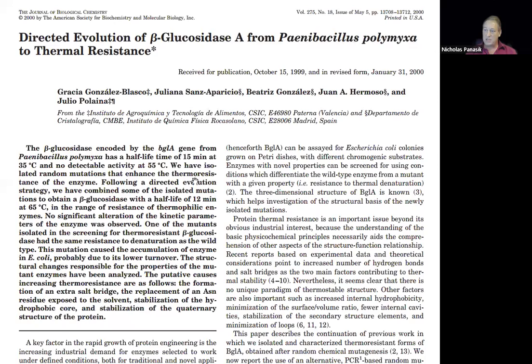I'll use one paper as an example. Let me go ahead and I'll let you see that paper. So this is a paper on the directed evolution of beta-glucosidase from Paenibacillus polymyxa to thermal resistance. So it's a directed evolution paper.